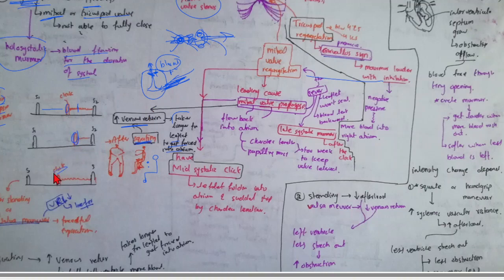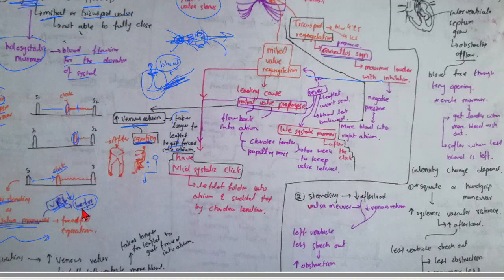Another case is if the click moves earlier, how does it happen? For example, after standing, or a Valsalva maneuver, the venous return is decreased. When the venous return is decreased, what will happen at that time? You have to understand how the venous return is decreasing.